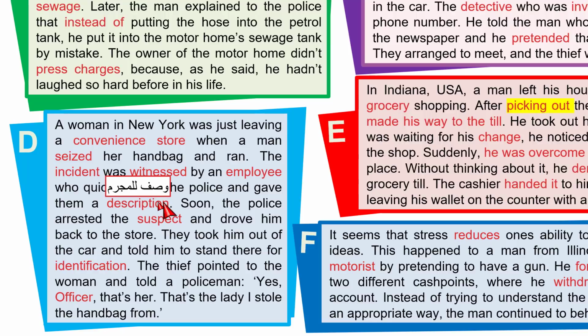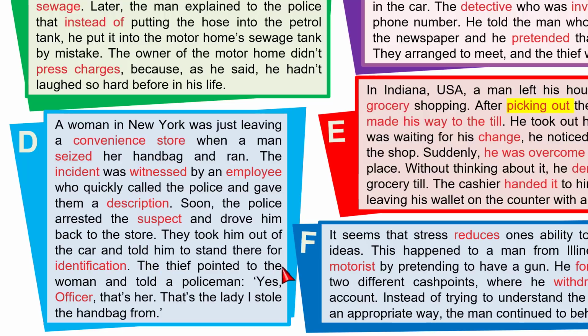Was he tall? Was he short? Soon, the police arrested the suspect. Suspect is someone who we think is the criminal. They drove him back to the store, took him out of the car and told him to stand there for identification. Identification is when the woman looks at him and says if he is the criminal or not. Because he is now just a suspect, we don't know yet. The woman is the only one who can say if he is the criminal or not.